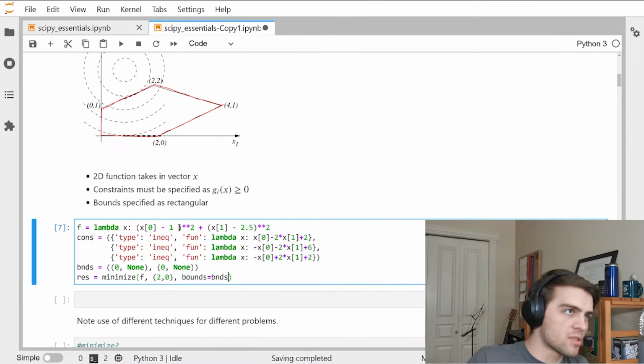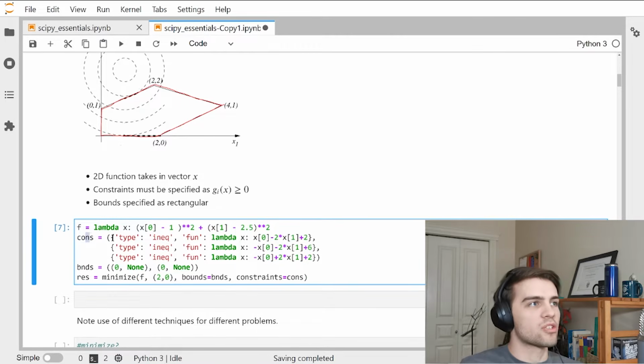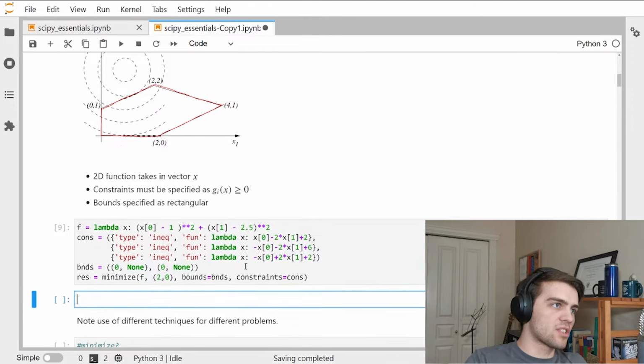So bounds is bounds, right? This is what I defined here. And then my constraints is just equal to CON. So I have the constraints here. It knows to stay in this area. And I have the bounds as well, so it knows that x and y are greater than or equal to 0, which of course are these two red lines here. And so I can solve this.